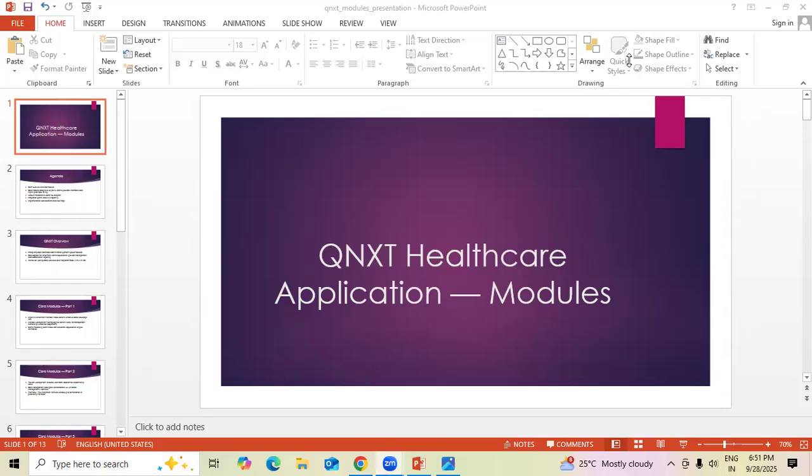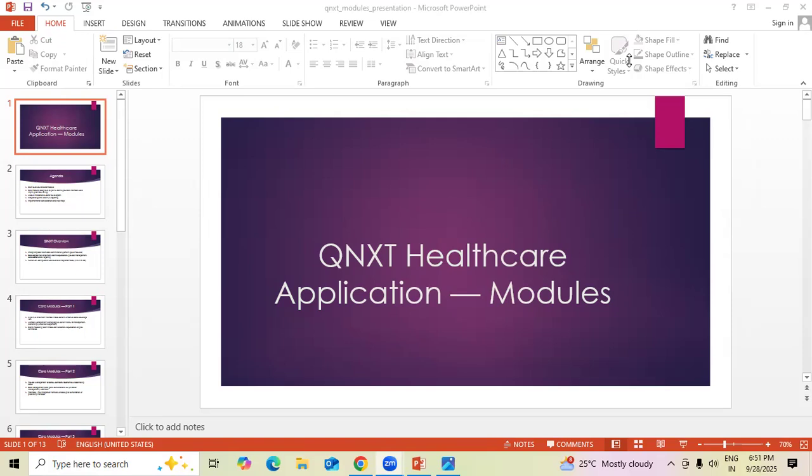Right. So in today's session, we are going to discuss QNXT, one of the core healthcare applications we are using in the healthcare environment. It can be for claim processing, it can be for benefit enrollment, all that. So there are major applications used in core healthcare administration.